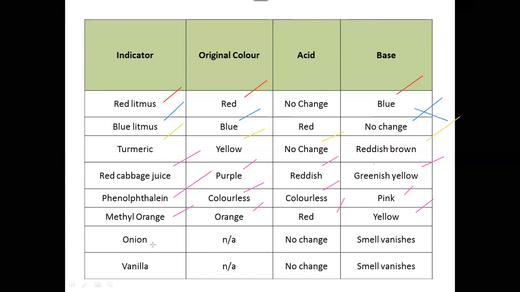Onion and vanilla, these are the olfactory indicators. There is no original color, no particular color. In acid, there is no change. They are only used to test base. So the smell will vanish, disappear in the presence of base.